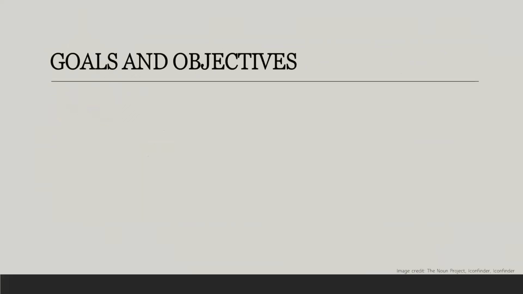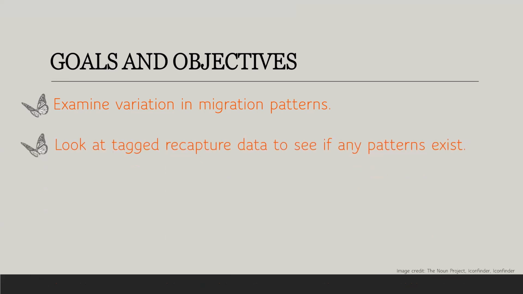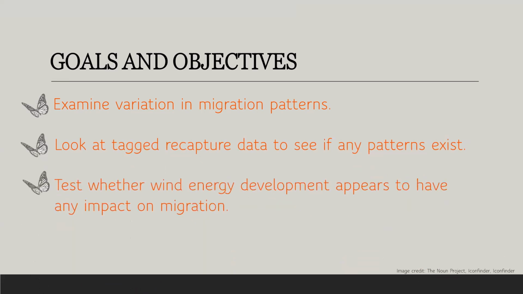So the goals of my project are to examine variation and migration patterns. I'm hoping to show that throughout time, they've arrived at different latitudes at different times of the year. I'm hoping to look at my tagged recapture data to see if there's any patterns that exist and use that additional script from the Hummingbird paper. And then I want to perform the linear mixed model in order to see if wind energy development appears to have any impact on migration and the timing of it.